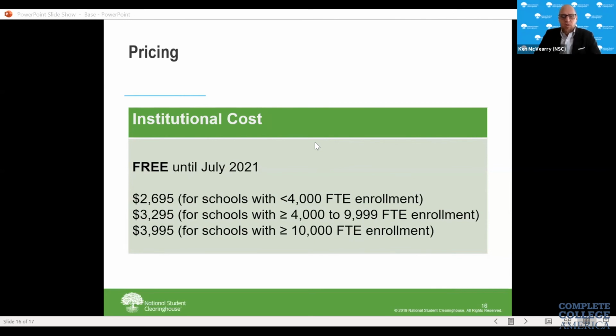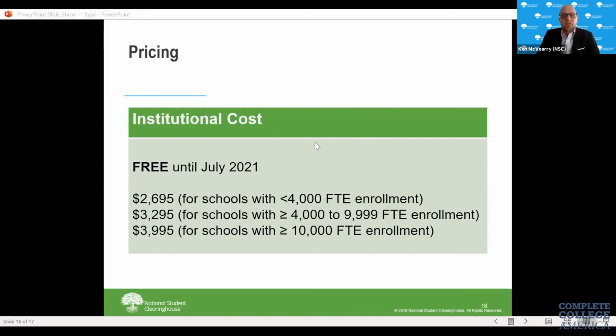Starting July 2021, what you see there is a tiered pricing structure. It's an annual fee that's based on your prior year IPEDS reported full-time equivalency enrollment, right? So if you're an institution that has less than 4,000 students, it's only $26.95 annually. And if you had more than 10,000 students, it's never going to be more than $39.95. And that's just the sticker shock from the clearinghouse's perspective.